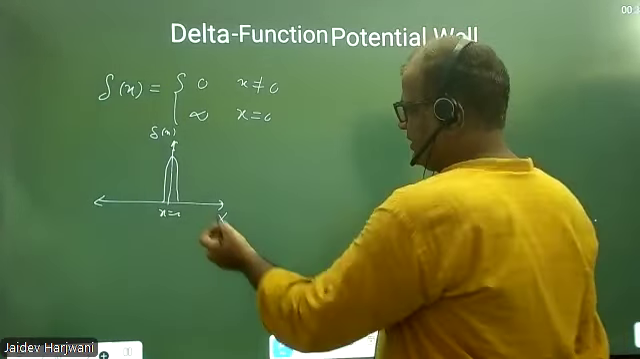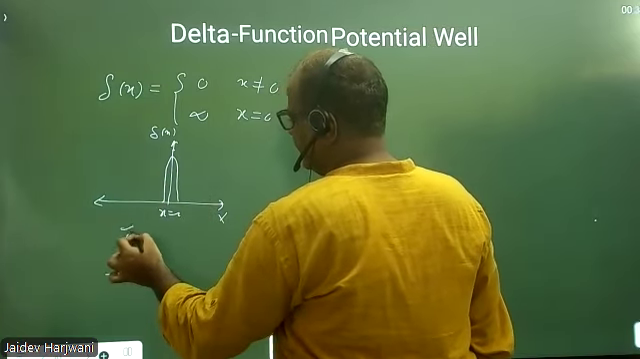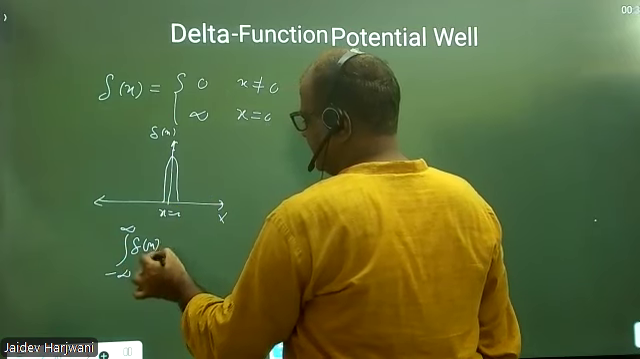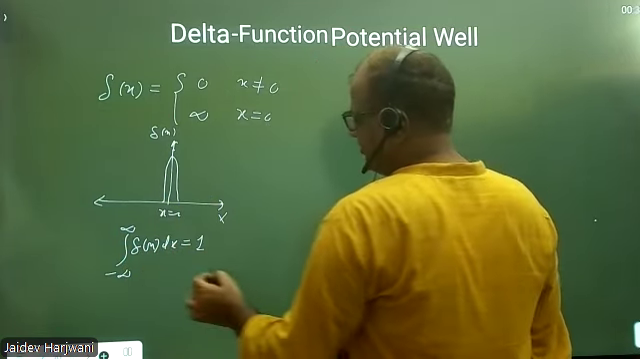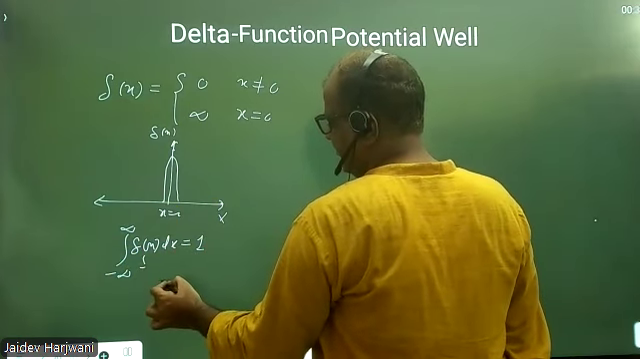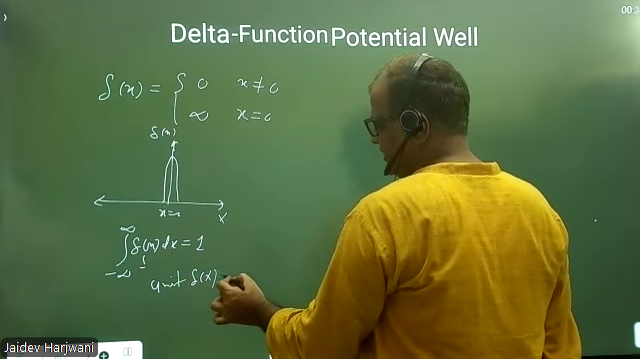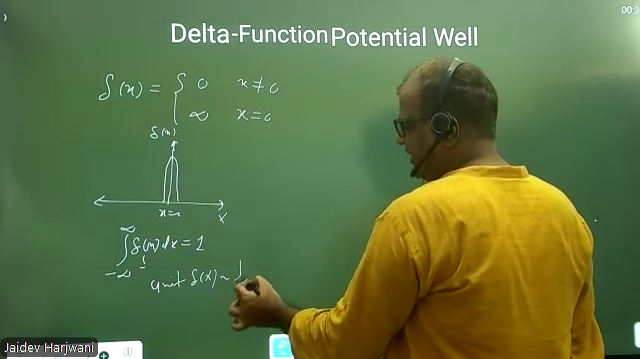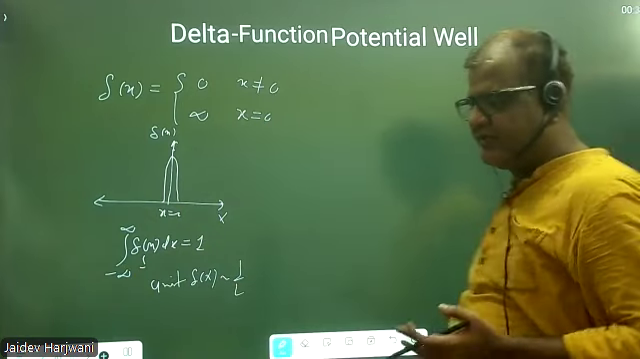Now, the delta function also has a property. If I integrate delta x dx, its value comes out 1. That means from here I can say the unit of delta x is equal to 1 by length, 1 by L. So this is my delta function.